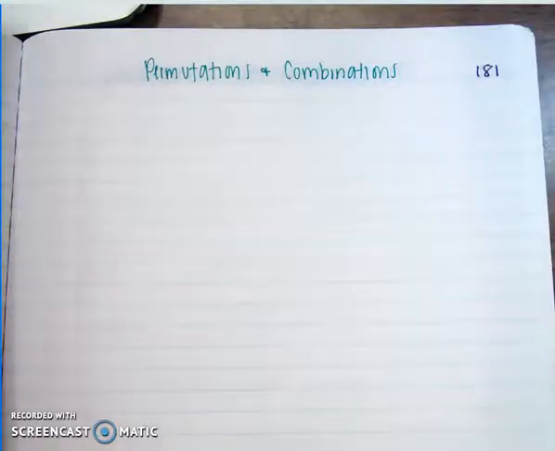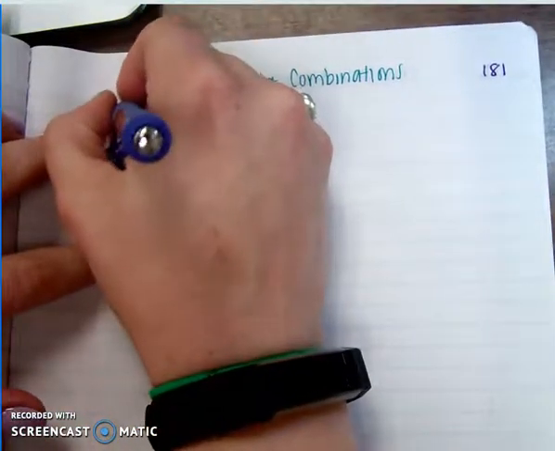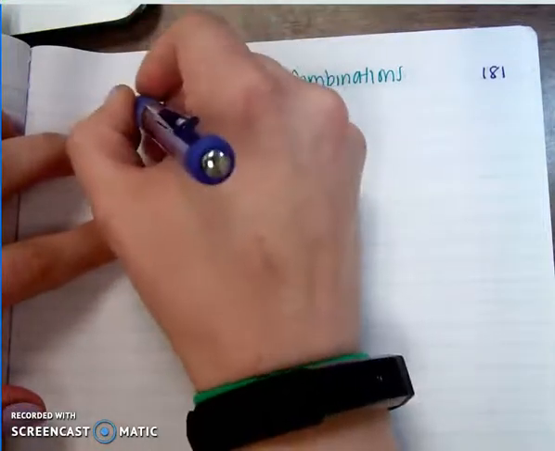This lesson is on permutations and combinations. Again, we're going to be looking at lots of different pieces that relate to permutations and combinations. The first is the multiplication counting principle.